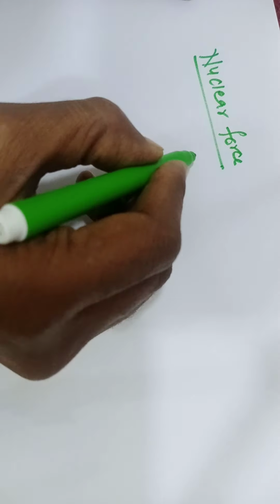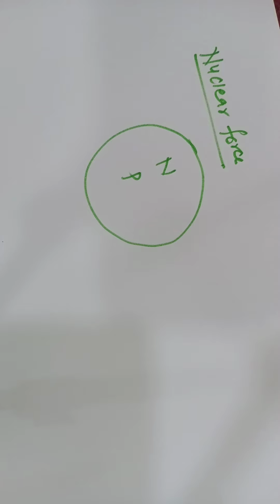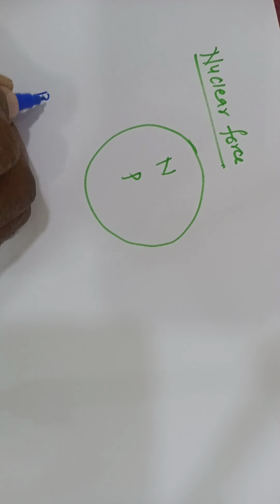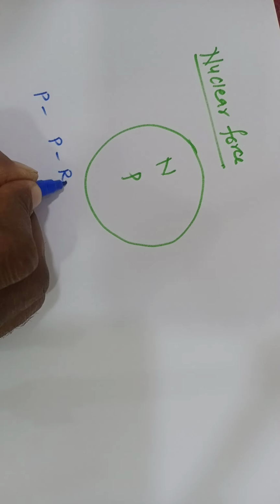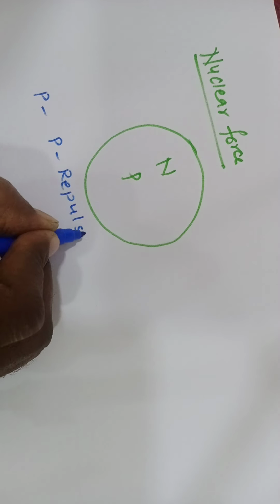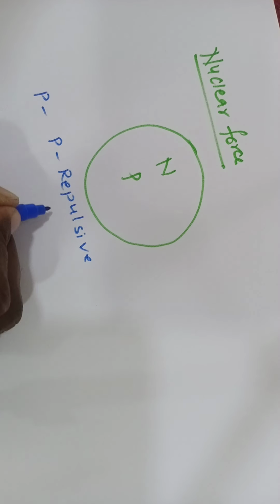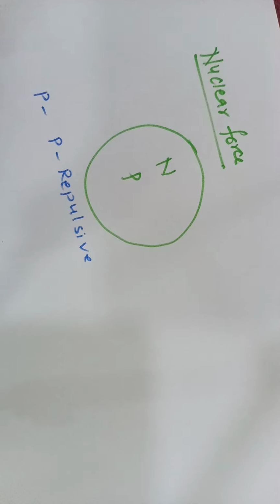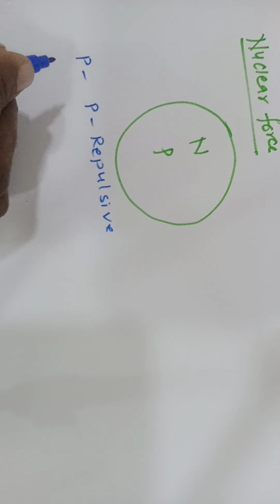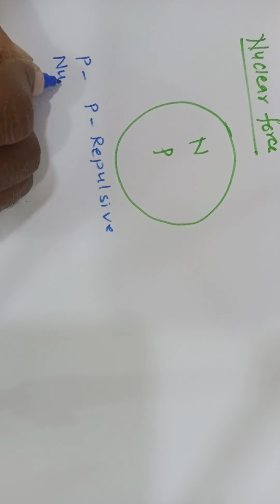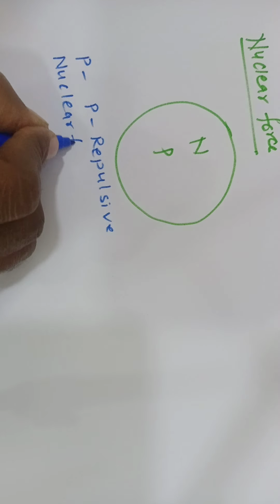Nuclear force arises inside the nucleus. If there are only neutrons and protons, then the protons repel each other. Due to this repulsive force the protons may fly apart, but inside the nucleus we have one nuclear force.